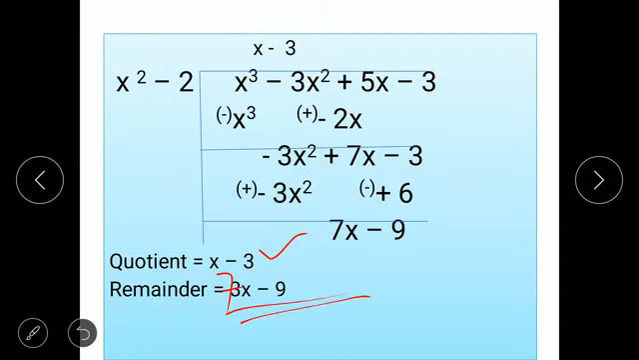Write the answer there. x cube here, x cube cancels. Minus 3x square bringing downside. 5x plus 2x means 7x minus 3. Then these two cancel, remaining 7x minus 3 minus 9, minus 3 minus 6 is minus 9. Okay, you can write. Practice division properly. Okay, let us try the next question.